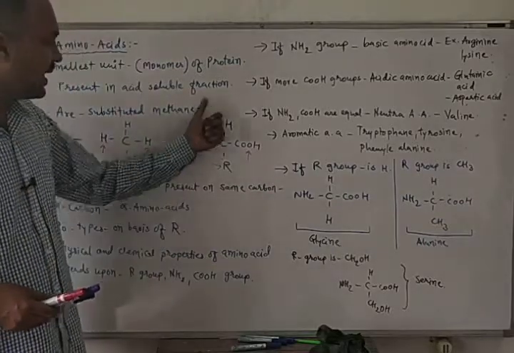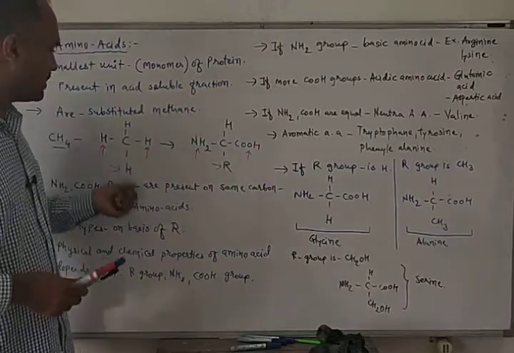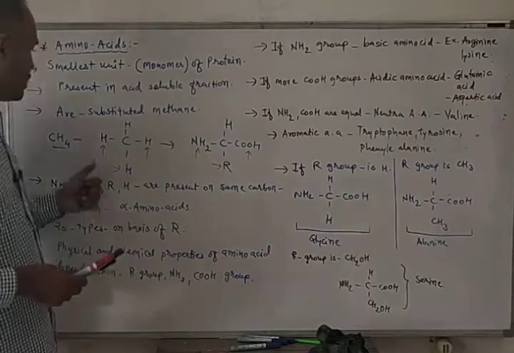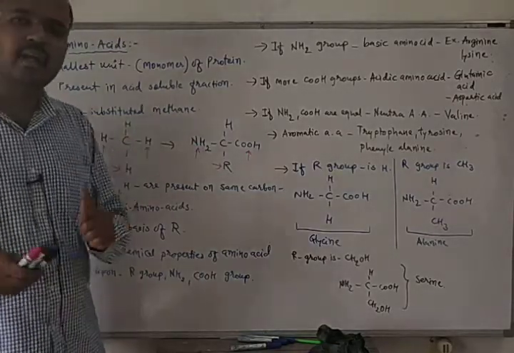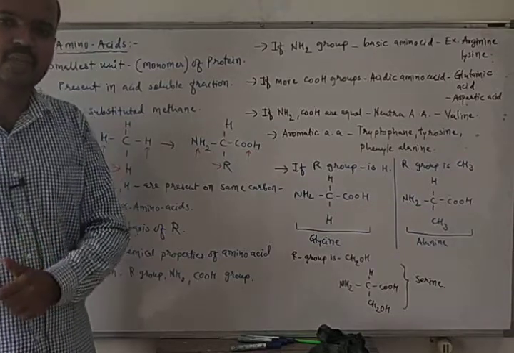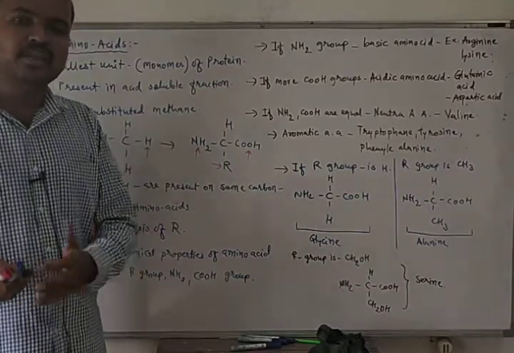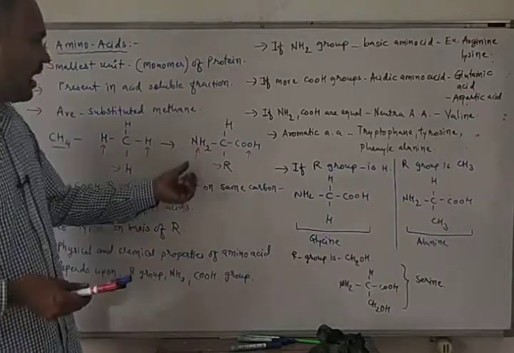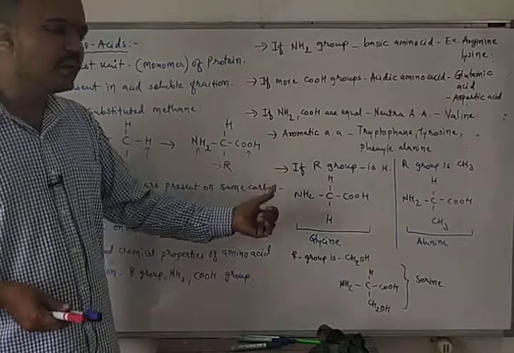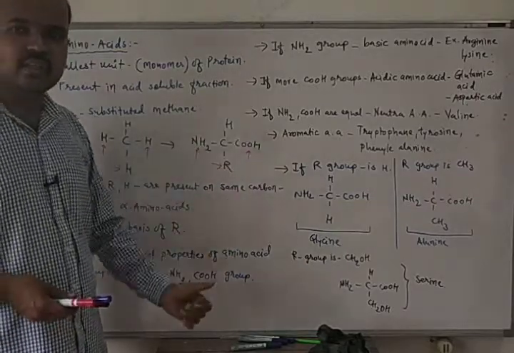So here we are getting the structure of the amino acid by substituting methane. That's why we can say that amino acids are substituted methane. Why? Because here we are substituting the 3 hydrogens of methane with the help of the amino group, R group and carboxyl group, and then we get the structure of the amino acid.